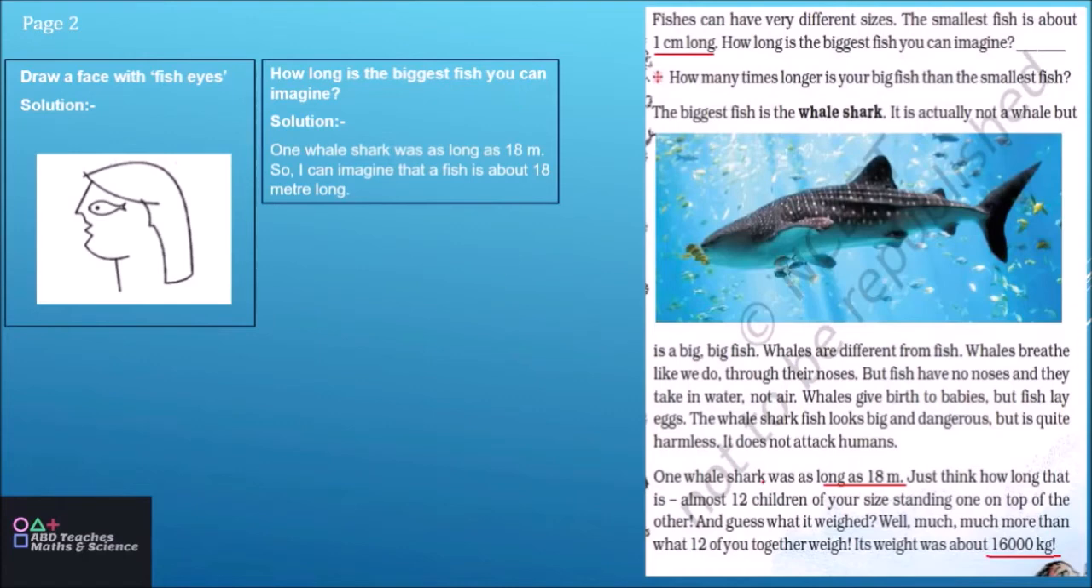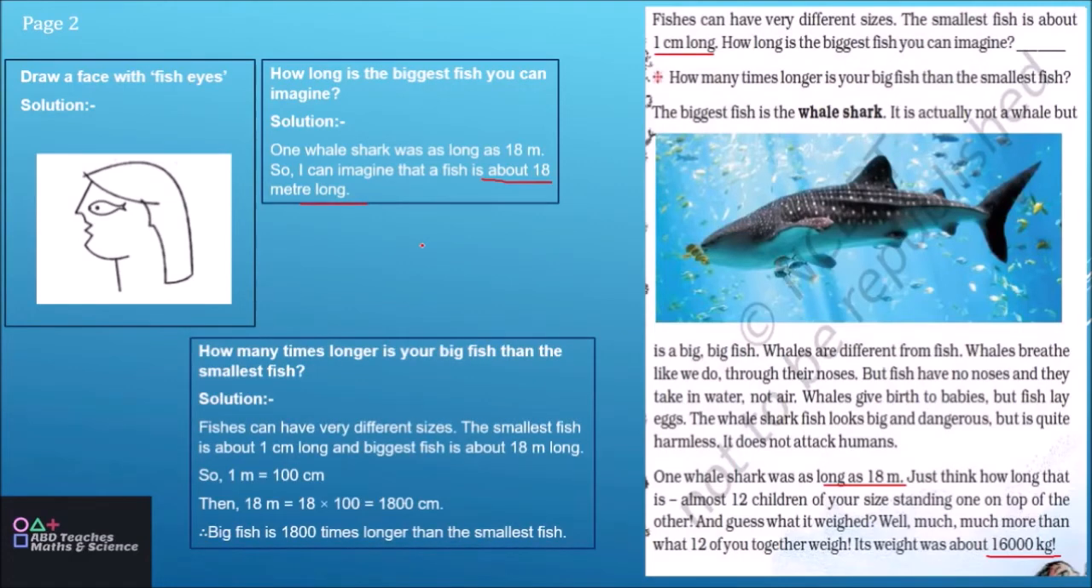See here, one whale shark was as long as 18 meters. So, I can imagine that a fish is about 18 meters long. Right? We got the answer of this question. The question says, how many times longer is your big fish than the smallest fish? We know the smallest fish measures 1 cm.